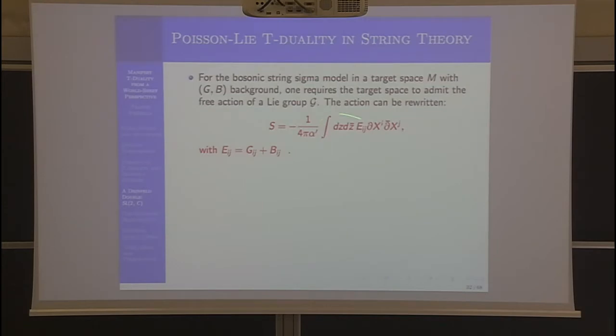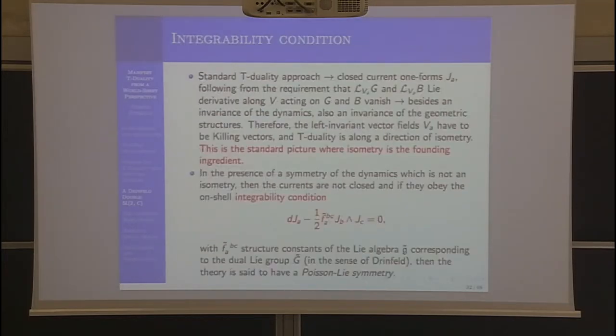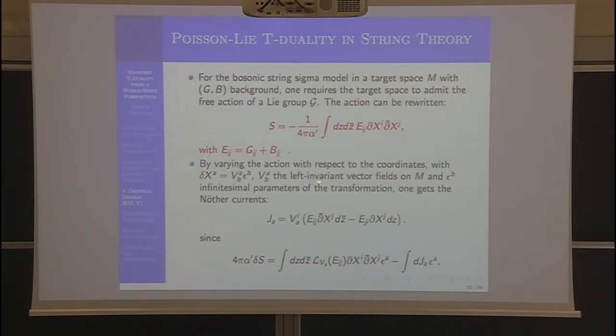So what does this mean, for example, for the string? For the bosonic string model in a target space M with G and B background fields, one requires the target space to admit the free action of a Lie group G. So we can write the action for simplicity in this way. By varying the action with respect to the coordinates in this way, where these are the left invariant vector fields on the target space, and epsilon are infinitesimal parameters of the transformation, we get Noether currents, and we have the general expression of the variation of S under this kind of transformation of the coordinates.